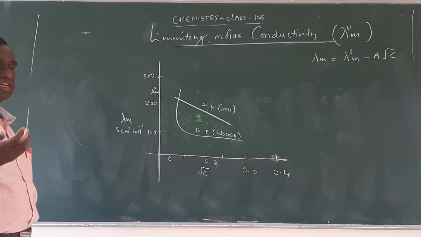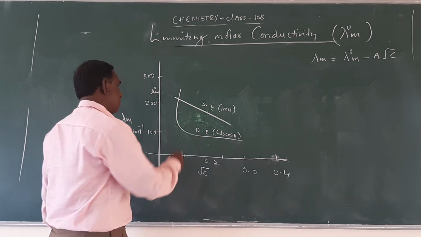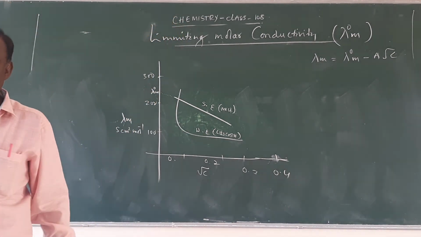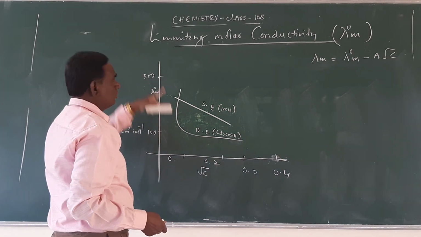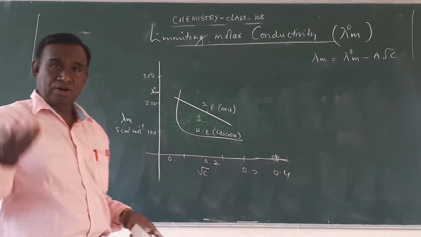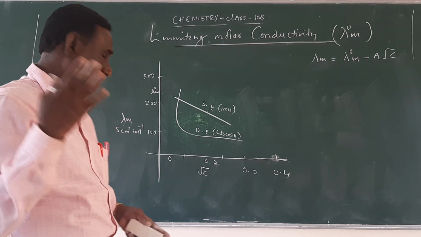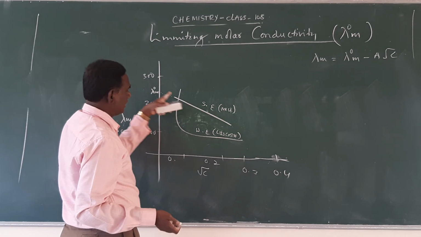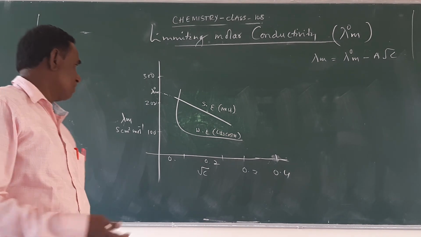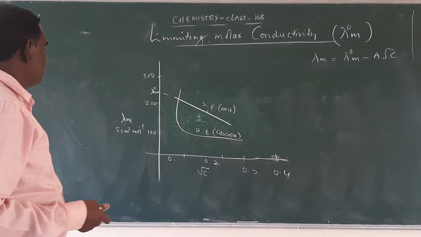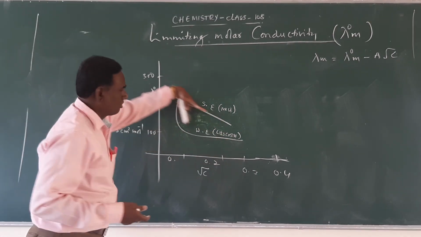Therefore, a straight line is not obtained for a weak electrolyte, and it is not possible to extrapolate the curve to zero concentration. For this reason, it is not possible to calculate lambda naught m for weak electrolytes by the graphical method. But it is possible to calculate lambda naught m for strong electrolytes, because you get a straight line which can be extrapolated. So this is how you can plot lambda m against root C for weak electrolytes and strong electrolytes.